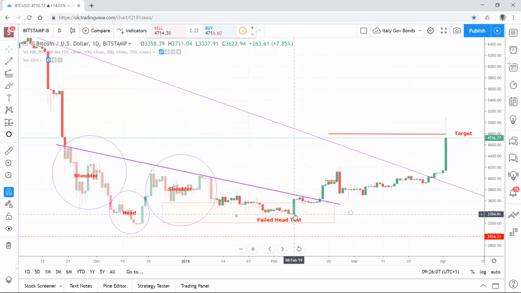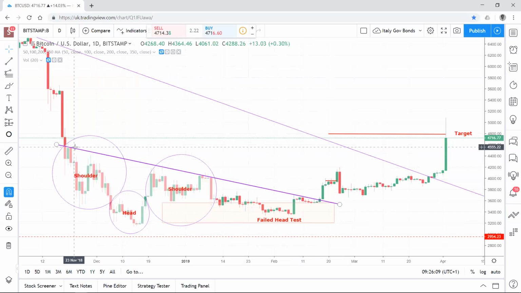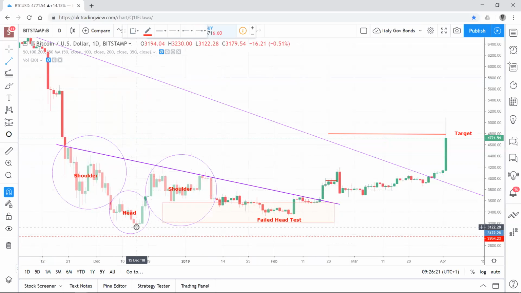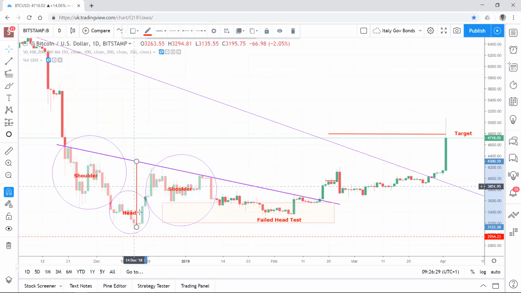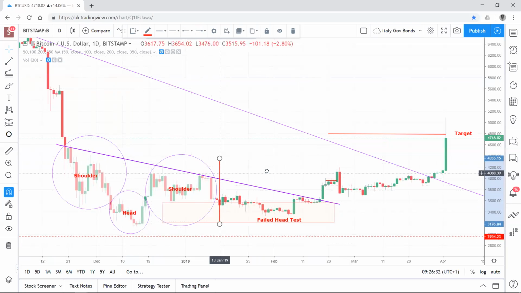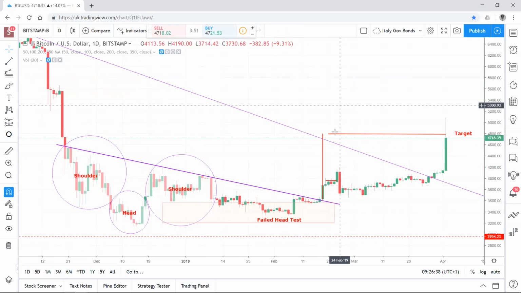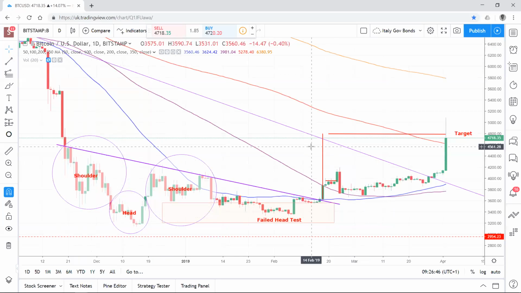Once the head test fails, what you're looking out for is for it to get back above this purple line. And once it breaks above this purple line, you determine the target by looking at the apex of the head to the line, which is about there. That's the distance for the target, and you add that to the breakout point, which is here. So there was my target of 4,800, which happened to coincide really.